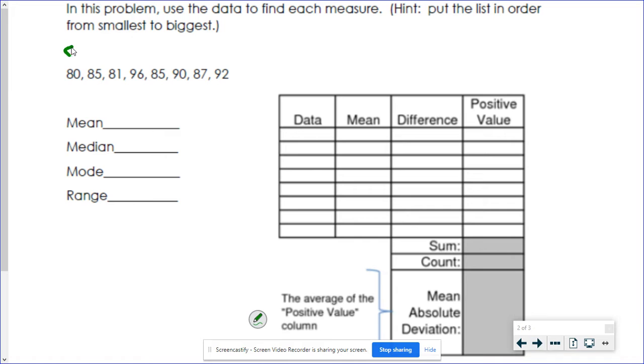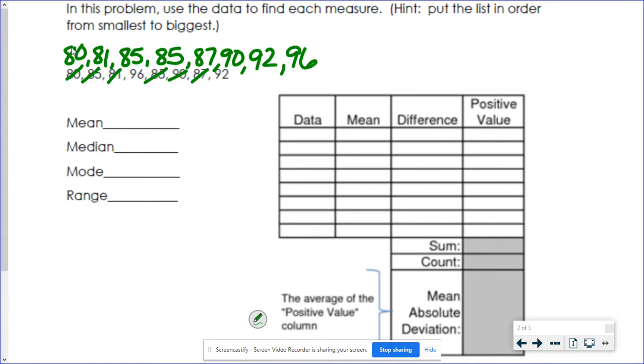80 is the smallest number, so I've got that one, and then I've got an 81, and I've got an 85, and another 85, and then 87 is the next number, and then 90, 92, and then 96. So that's our whole list of numbers. There were 2, 4, 6, 8 numbers to start with, and I've got 8 numbers in my list that I wrote up above in order.